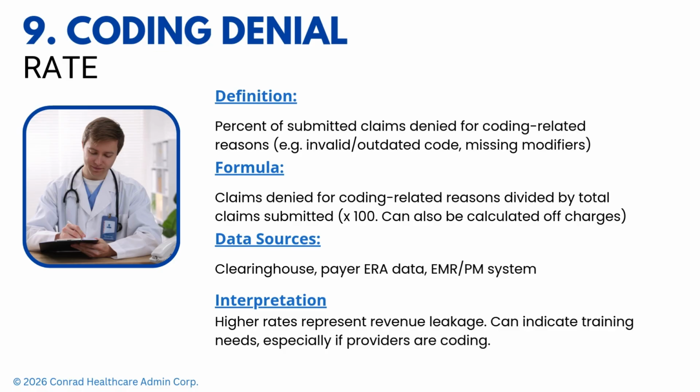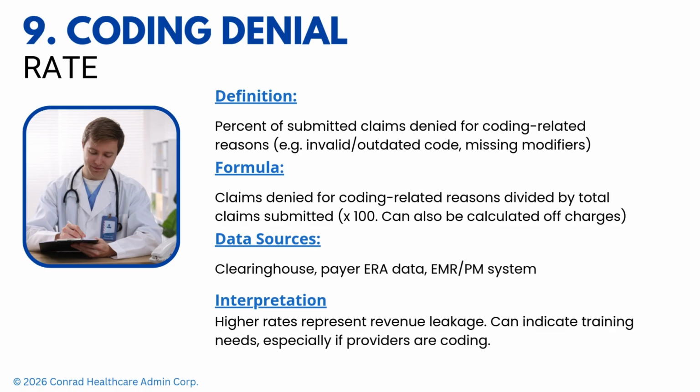You can also calculate this off of dollars, like with any type of denials. So it could be the total dollars for claims denied for coding-related reasons divided by the total dollars of claims submitted. The data sources for this can be the clearinghouse, the ERAs, or the EMR. And a higher coding denial rate represents revenue leakage, and it can indicate a need for training.